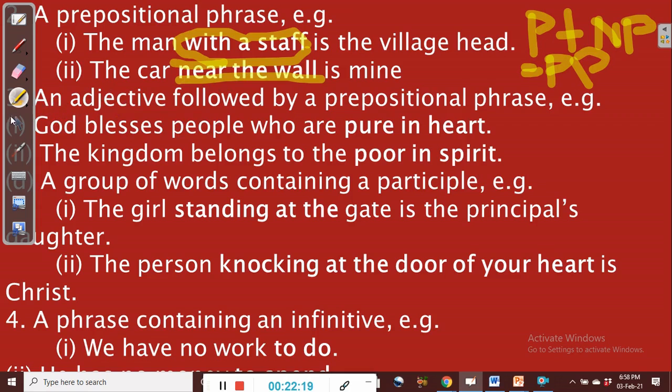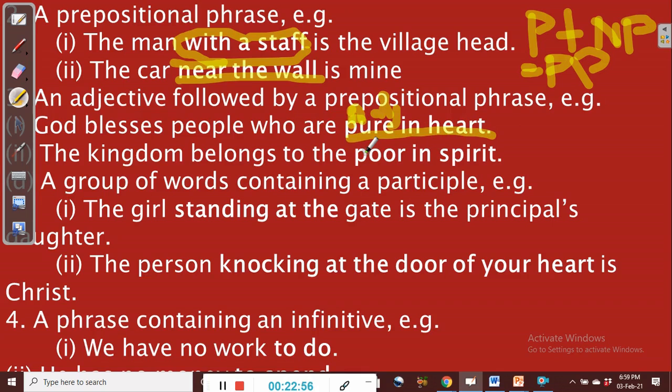Then the next form of an adjectival phrase is an adjective followed by a prepositional phrase. For example, God blesses people who are pure in heart. So you can see "pure in heart." First, "pure" is an adjective, followed by a prepositional phrase, "in heart." You'll find this in some biblical quotations.